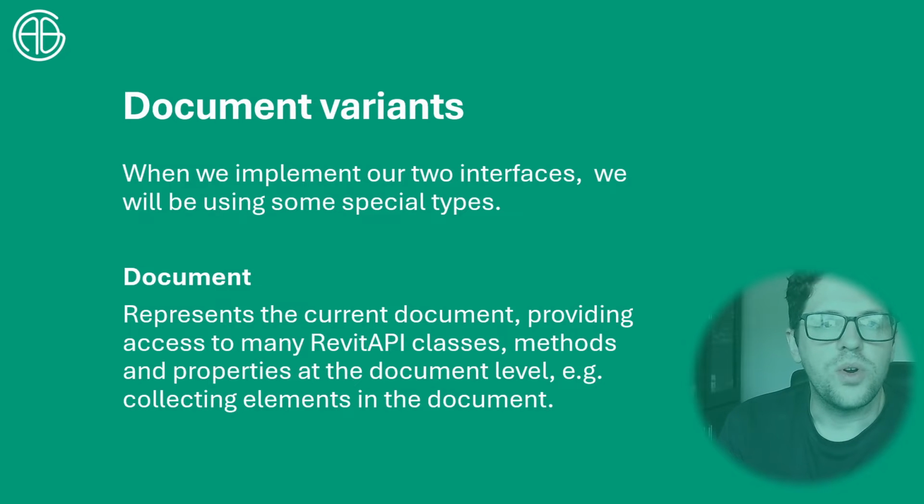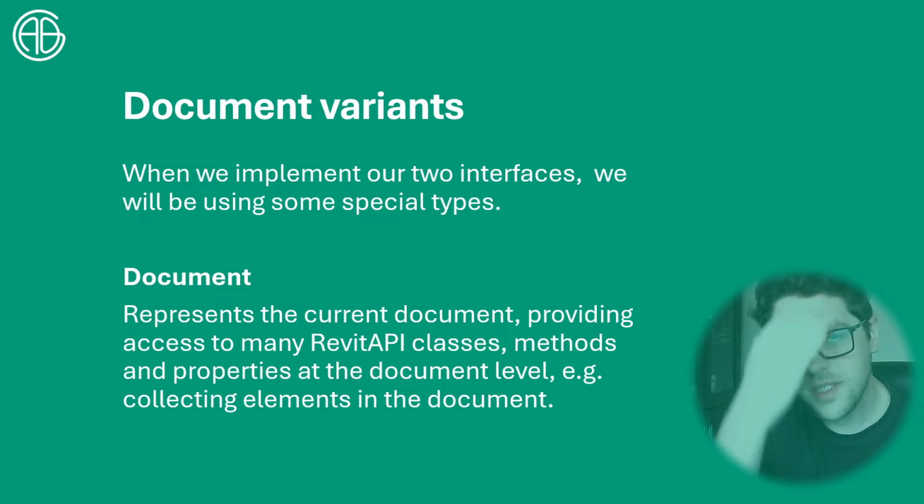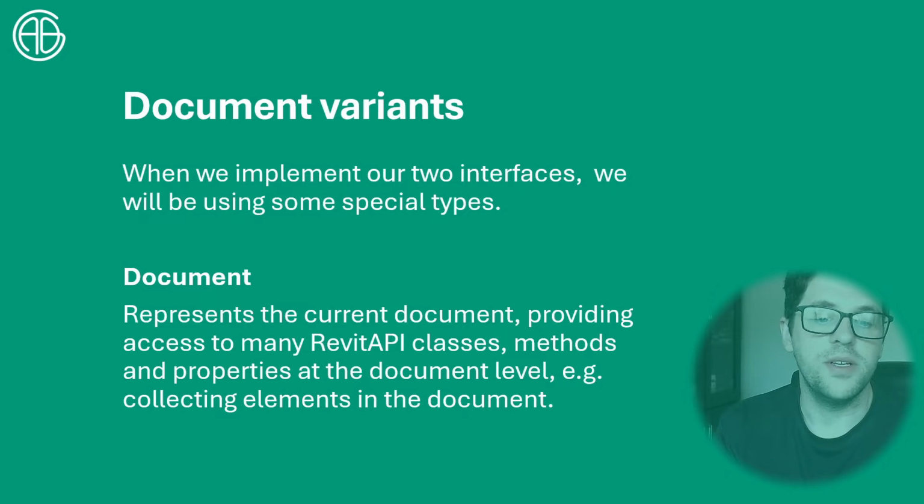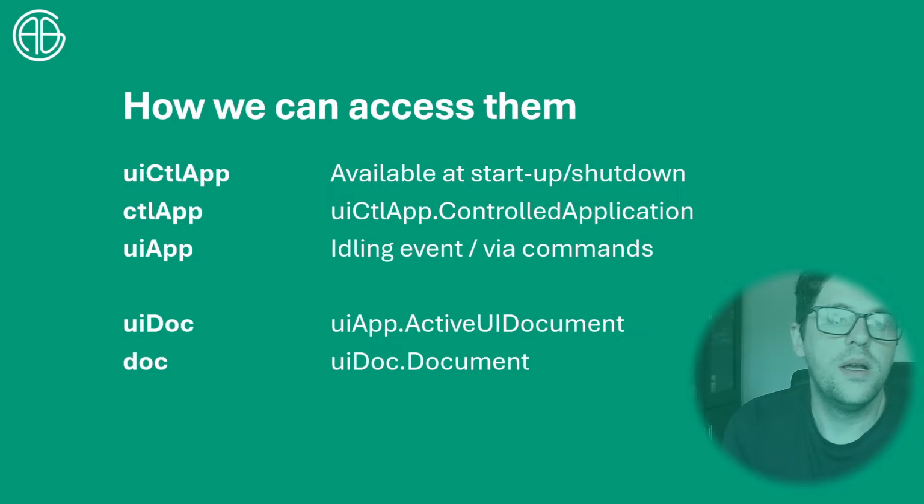And probably the most important one is our document class, which will give us access to our current document, which will allow us to implement the Revit API in a lot of interesting ways. For example, the ability to collect elements in that document. How do we access them? Well, we're going to get access to a few of them through interface.